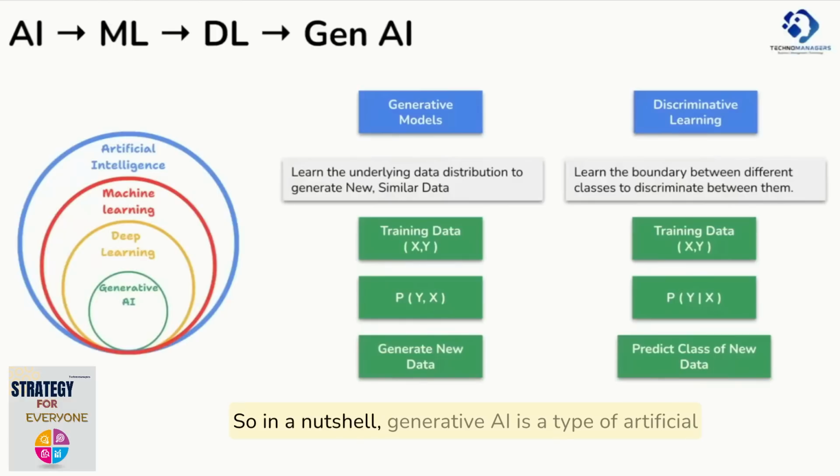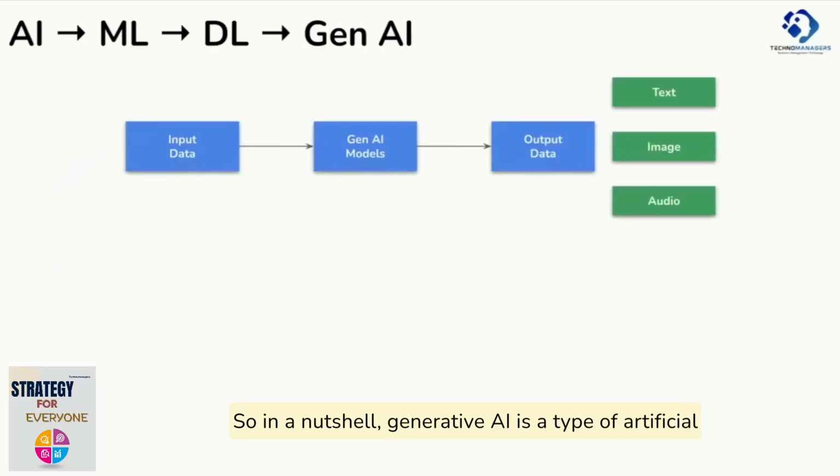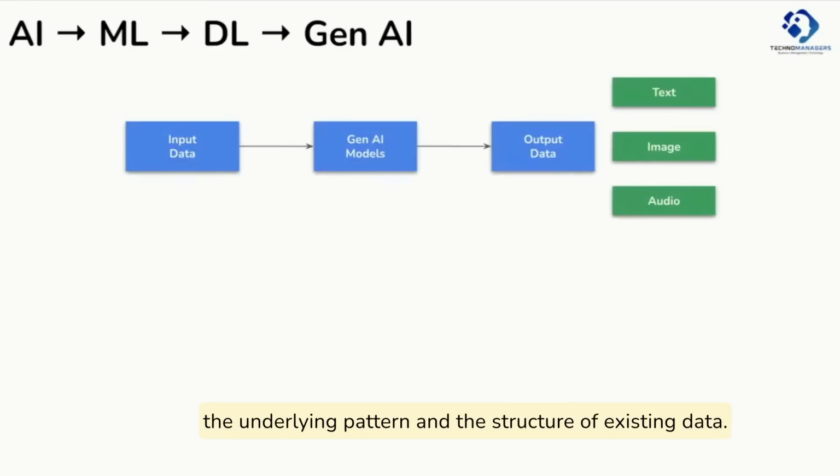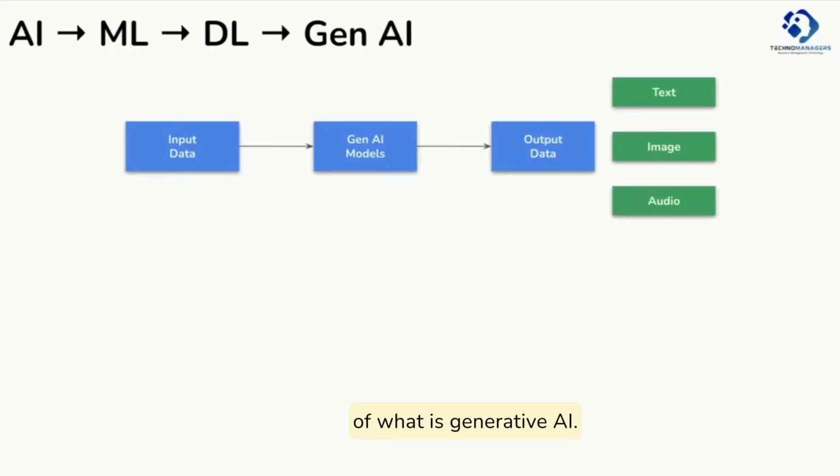So, in a nutshell, generative AI is a type of artificial intelligence that uses deep learning models to create new content such as text, images, music, or code by learning the underlying patterns and structure of existing data. Now, I think you have a better understanding of what generative AI is.